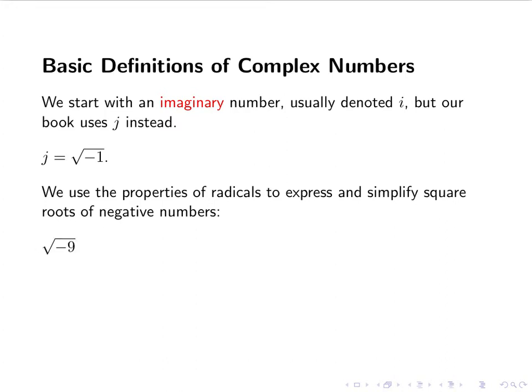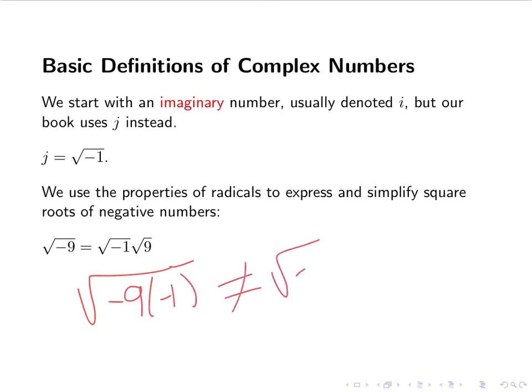So something like the square root of -9. What we're going to do is split it up into root -1 and root 9, and I can do this because 9 is positive. If both of my numbers were negative, so if I was looking at the square root of -9 times -1, I would not be able to split that up into these two. At least one of my numbers has to be positive. So since 9 up here is positive, I can split it up.